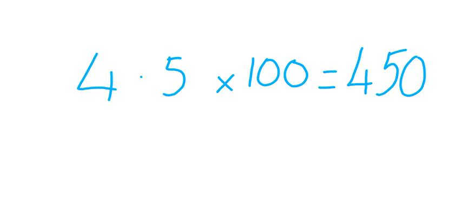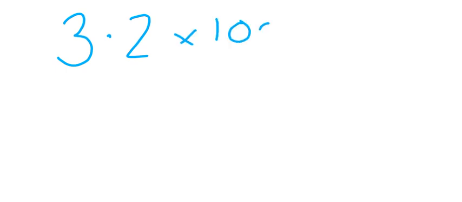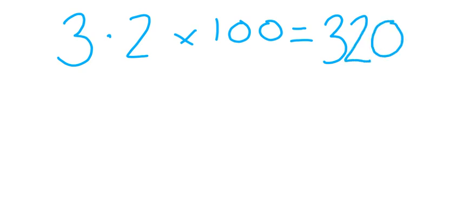Let's try another one. Have a go at these if you'd like. 3.2 times 100. So the 3, it moves up 2 columns and becomes 300. The 2 follows it and moves up the units and then the tens and becomes a 20. So we have to put the 0 in the units column.